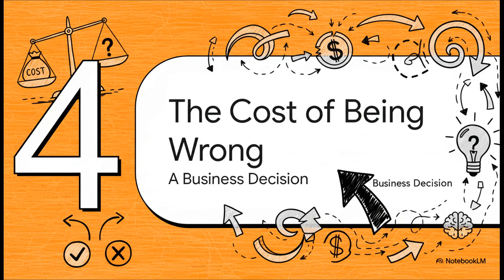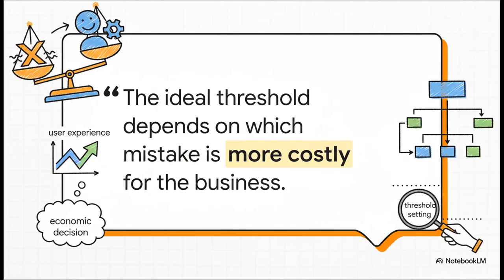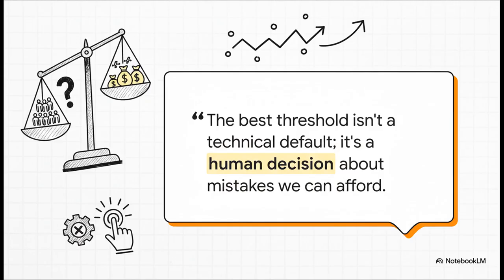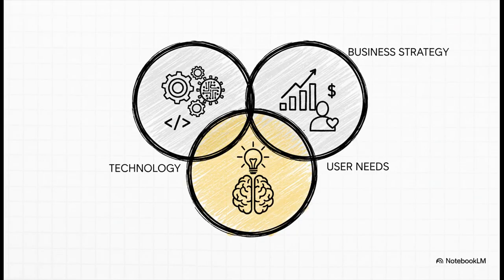The decision about where to set this threshold is not just a technical problem at all. The source material really puts it perfectly. The ideal threshold depends on which mistake is more costly for the business. It's an economic decision, it's a strategic decision, and it's a user experience decision, all rolled into one. So the crucial point is this. The best threshold is rarely that default 0.5. It's a deeply human decision about risk, about cost, and about what kind of errors we're willing to accept in our systems. And understanding this trade-off, making these critical decisions, that's a huge part of a field known as AI product management. It's where technology, business strategy, and user needs all come together.